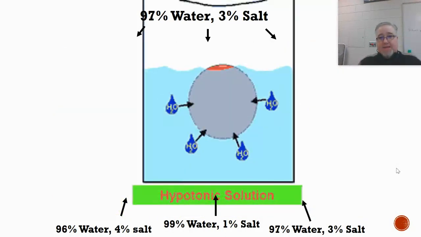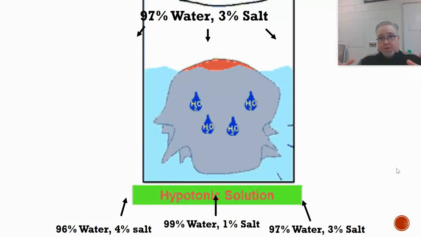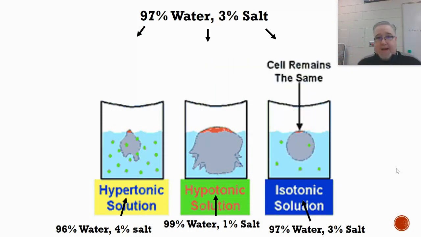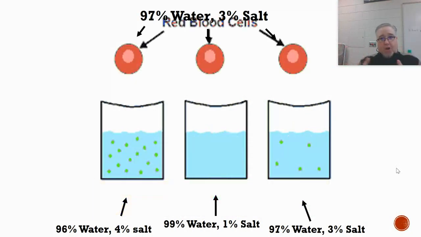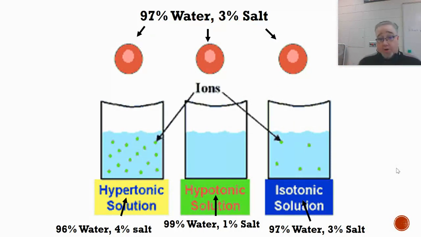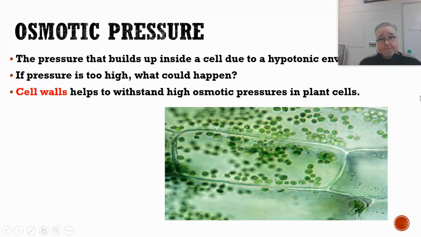Like, why does a cell get larger in a hypotonic environment? Why does a cell shrivel when it's in a hypertonic environment? It all has to do with water flow, right? Where is water more highly concentrated, and where is that water going to be moving? Is it going to move inside the cell or outside the cell?